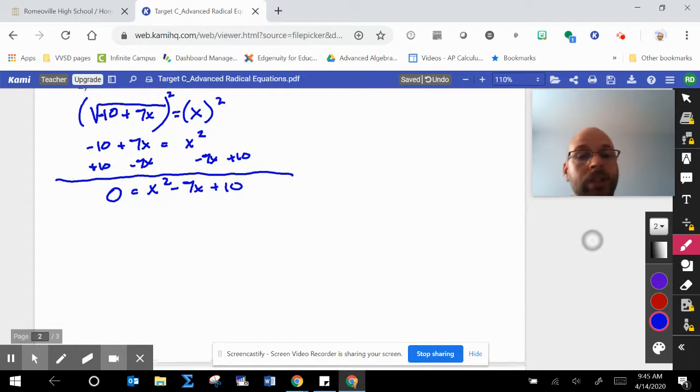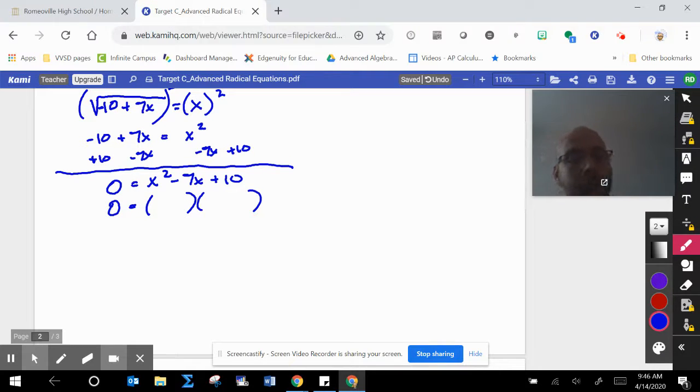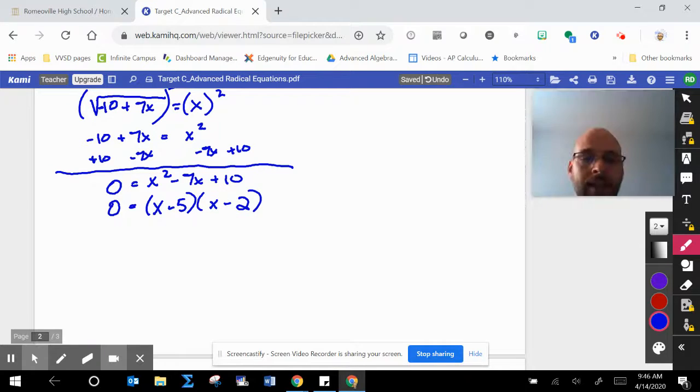All right, so now I just need to factor. So I'm going to say 0 equals, let's factor this. So factors of 10 that add up to a negative 7, I believe, are going to be x minus 5 and x minus 2. So negative 5 times negative 2 is a positive 10. And if you add them, you get that negative 7. So this is factored. And now we just want to set those equal to 0.